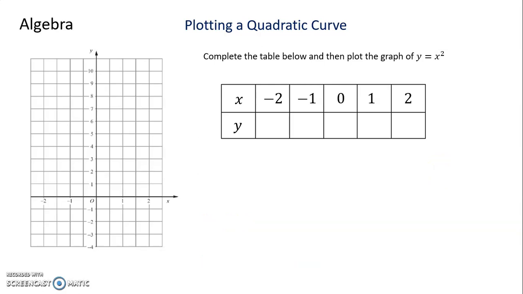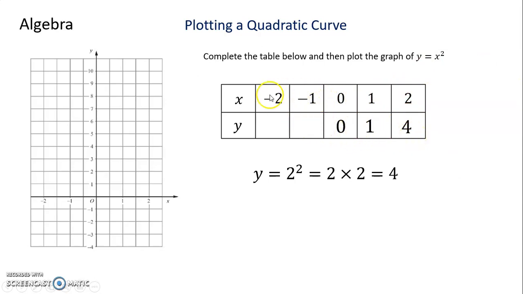So first of all, y is equal to 0 squared. That's 0 times 0, which is 0. So that's going into my table there. Next one, y equals 1 squared, which is 1 times 1, so that's 1. And then y equals 2 squared, 2 times 2, which is 4. So if we know our square numbers, this is easy enough to fill in. We're just squaring the x values, and that gives us the y values.